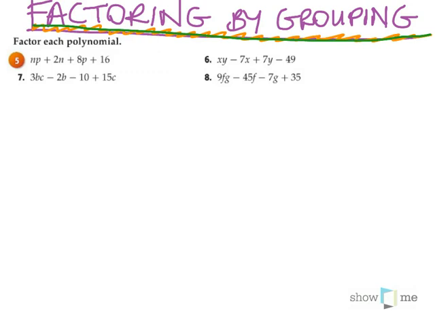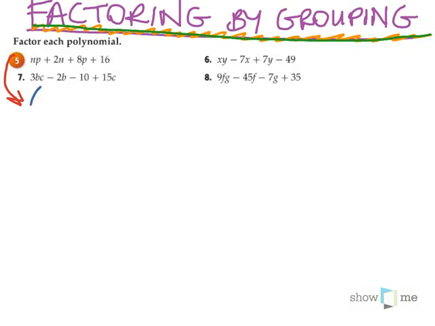Now if we have a polynomial with 4 or more monomials, then we use the method of factoring by grouping. Now I'm going to show you how, by solving number 5. Now I'm going to group the monomials. In general, we group the first two and the last two.